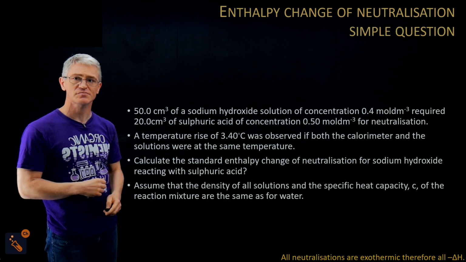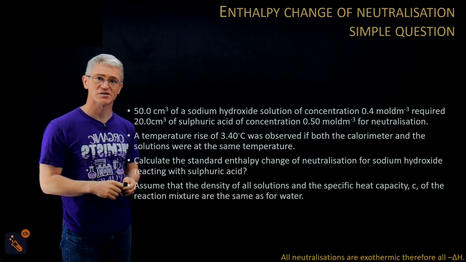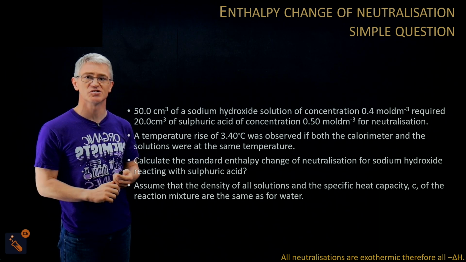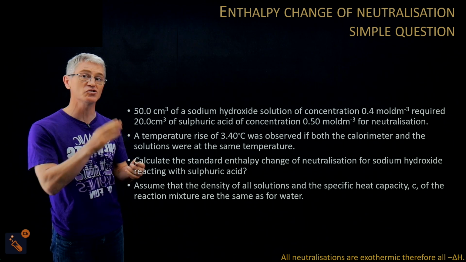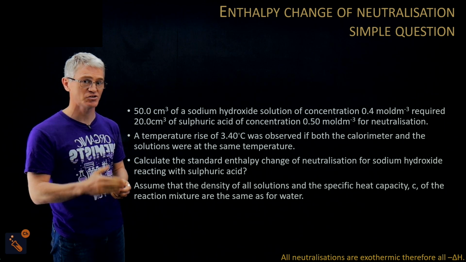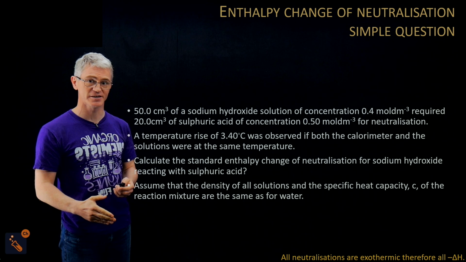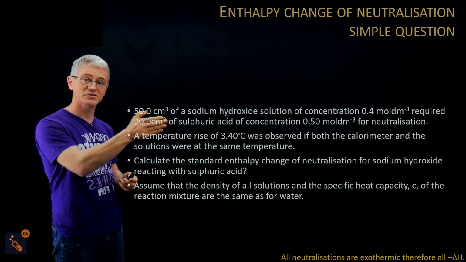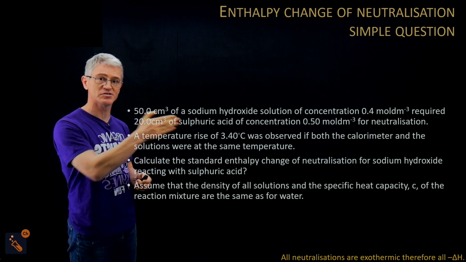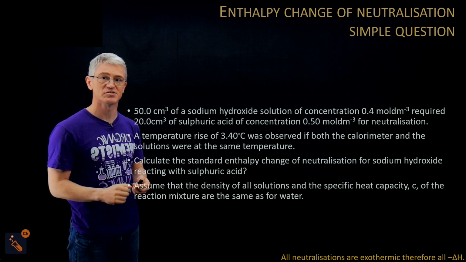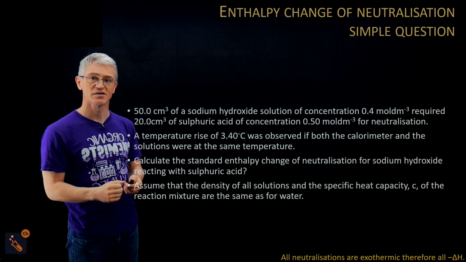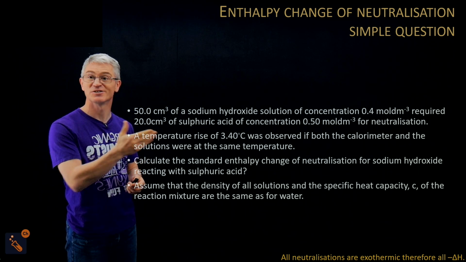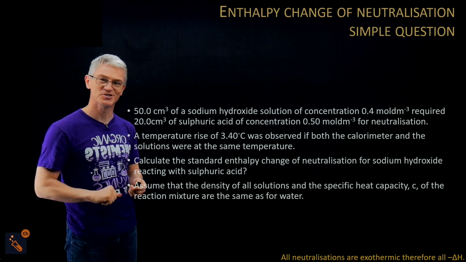And as I said, remember, all the reactions are exothermic, so this has got to be a negative number at the end. Now, here is your question, and this is one of the simpler questions because it's a 1-to-1 ratio. There's a lot of reading here, so stop the video and just read it, but I'm going to show you that most of this doesn't matter. They've got 50 centimetres cubed of the sodium hydroxide, 20 centimetres cubed of the sulfuric acid, and basically what you've got here is actually a 1-to-2 reaction, not a 1-to-1.